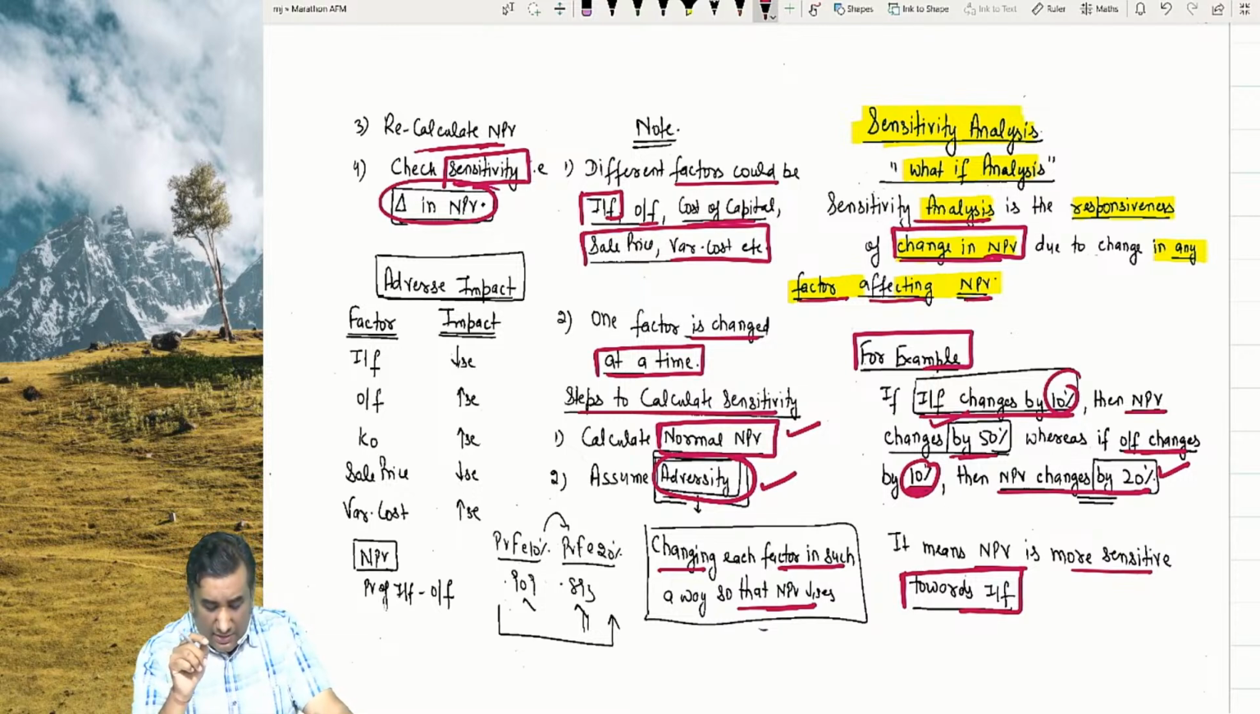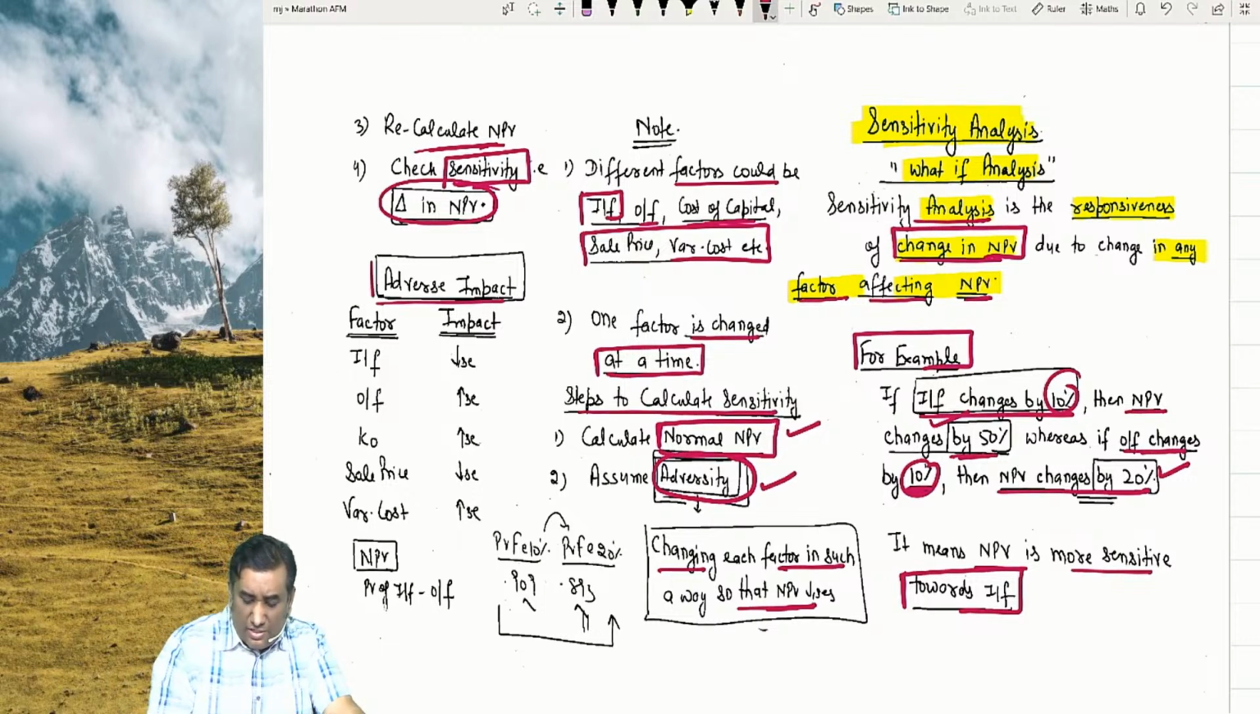One due care has to be taken: whatever factor you change, that factor should be changed with the same percentage. For example, if inflow is changed 10%, new NPV calculated. Outflow should also be changed by 10%, new NPV calculated. The rest of the factors also changed by 10% and new NPV should be calculated. Adverse impact, I have just given you some hint. How do you look at the adverse impact?